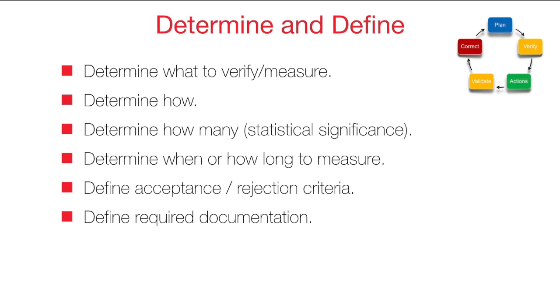To determine how we go about it, we're going to have to put our protocol in place. How are we going to set up that validation? And what kind of statistical significance are we going to require to say that we indeed validated this process or this piece of equipment or this particular corrective response to the problem? So we might need to look at how many, how much, how long, what are our acceptance criteria going to be and our rejection criteria?